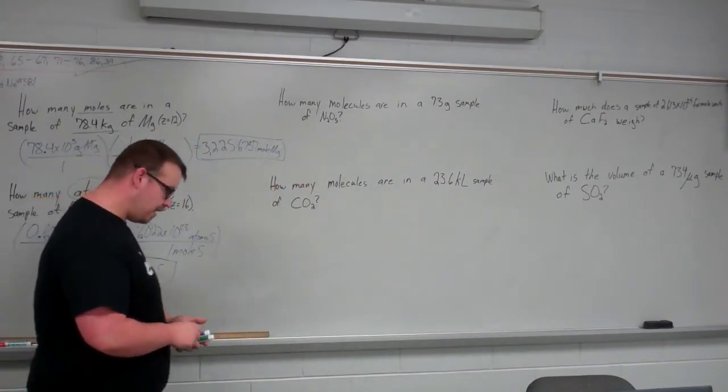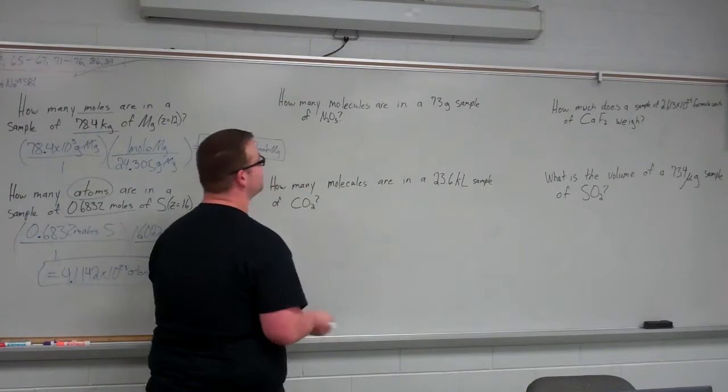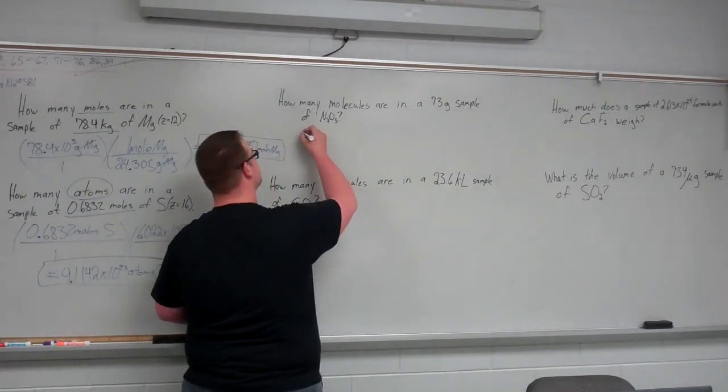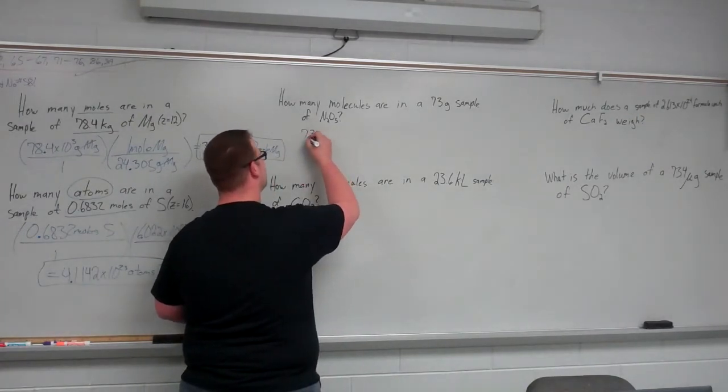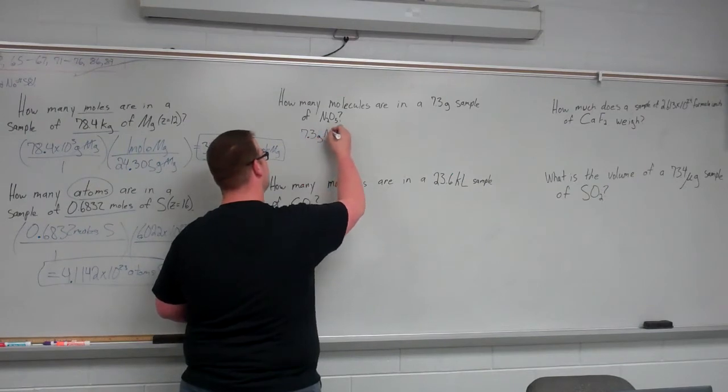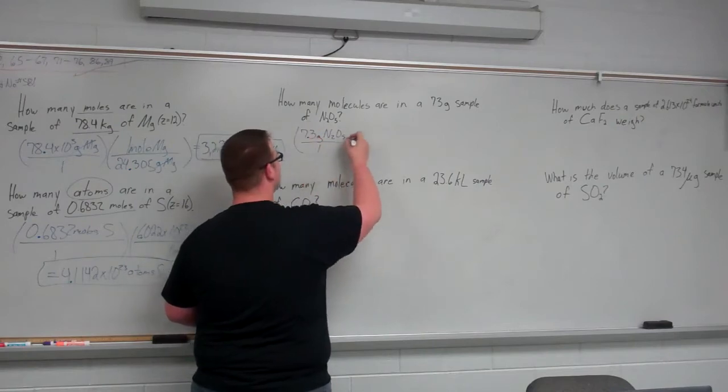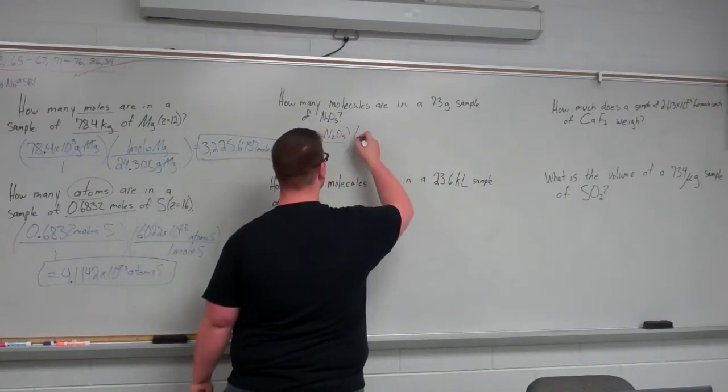So here's the thing. Where am I starting? That's right. Hopefully you said mass. So we're starting with a 7.3 gram sample of N2O5. We're going to set that over 1. And now we need to do a conversion.